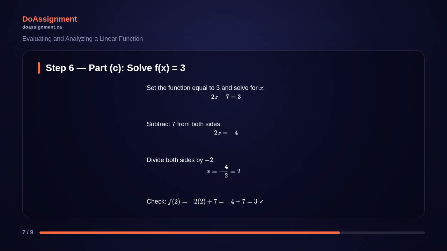For part C, we set negative 2x plus 7 equal to 3. Subtracting 7 from both sides gives negative 2x equals negative 4. Dividing both sides by negative 2 gives x equals 2. We verify negative 2 times 2 plus 7 equals 3, which checks out.